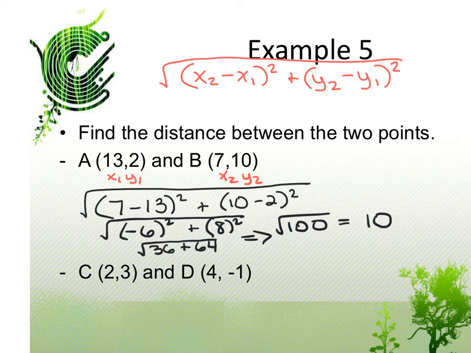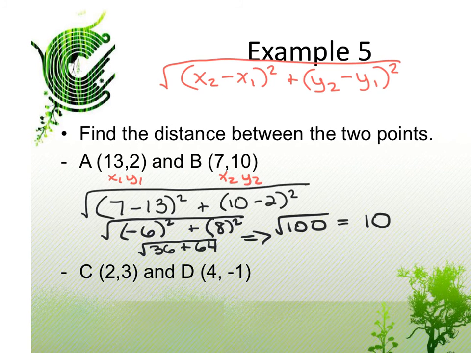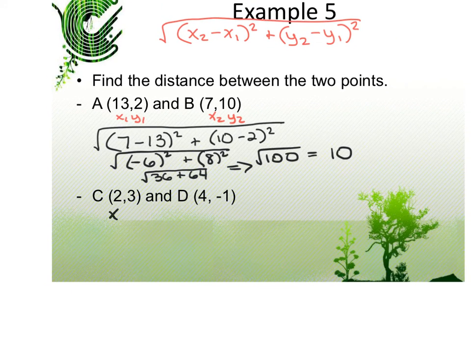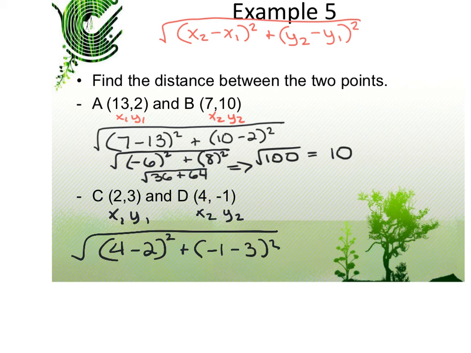Okay, everybody good on that example? Can you still see my iPad screen? Yes? Okay, let's try the next one. Now, this one we're going to do a little differently at the end because it's not going to be a perfect square. So again, I'm using the same formula that's up at the top. Again, I'm going to call this one x1, y1, this one x2, y2. So now I'm going to subtract them. So 4 minus 2 squared plus negative 1 minus 3 squared. And it's all under the square root.